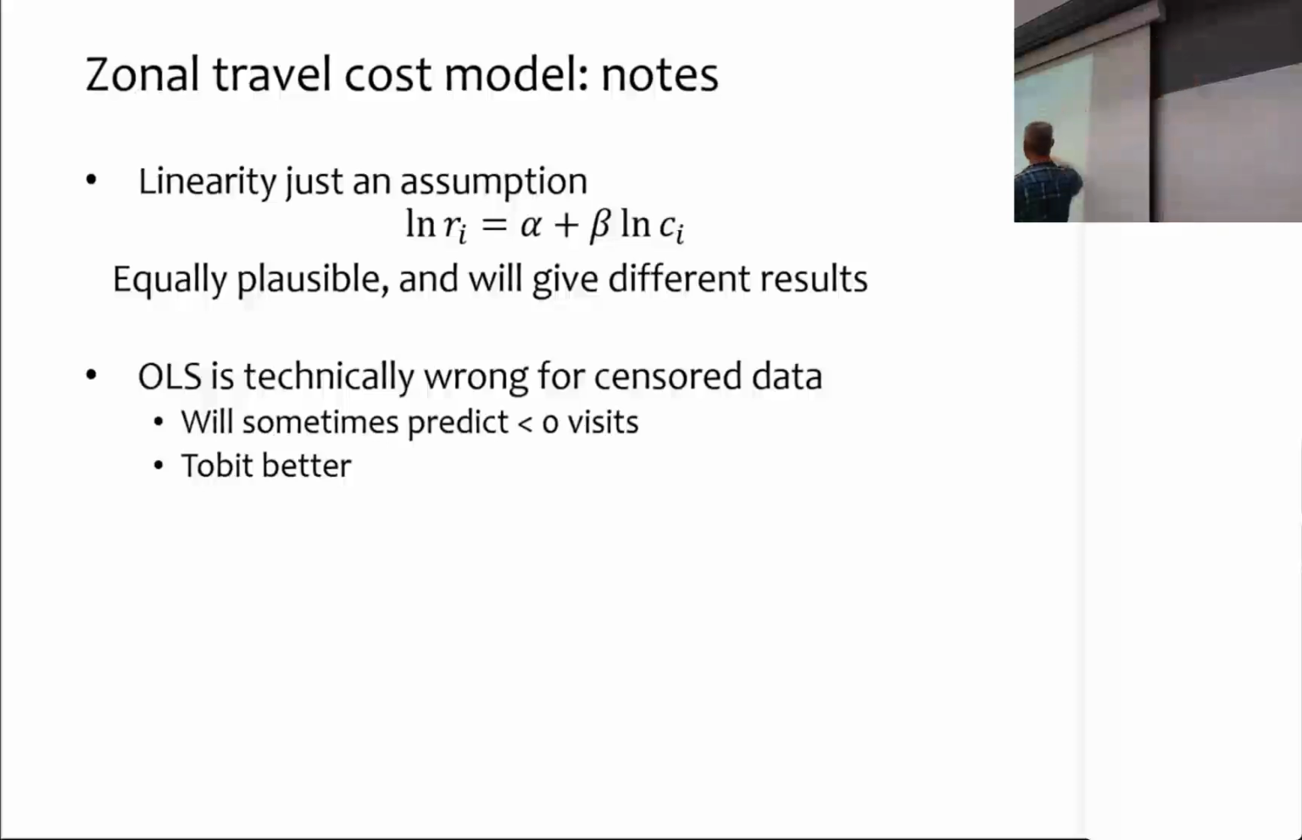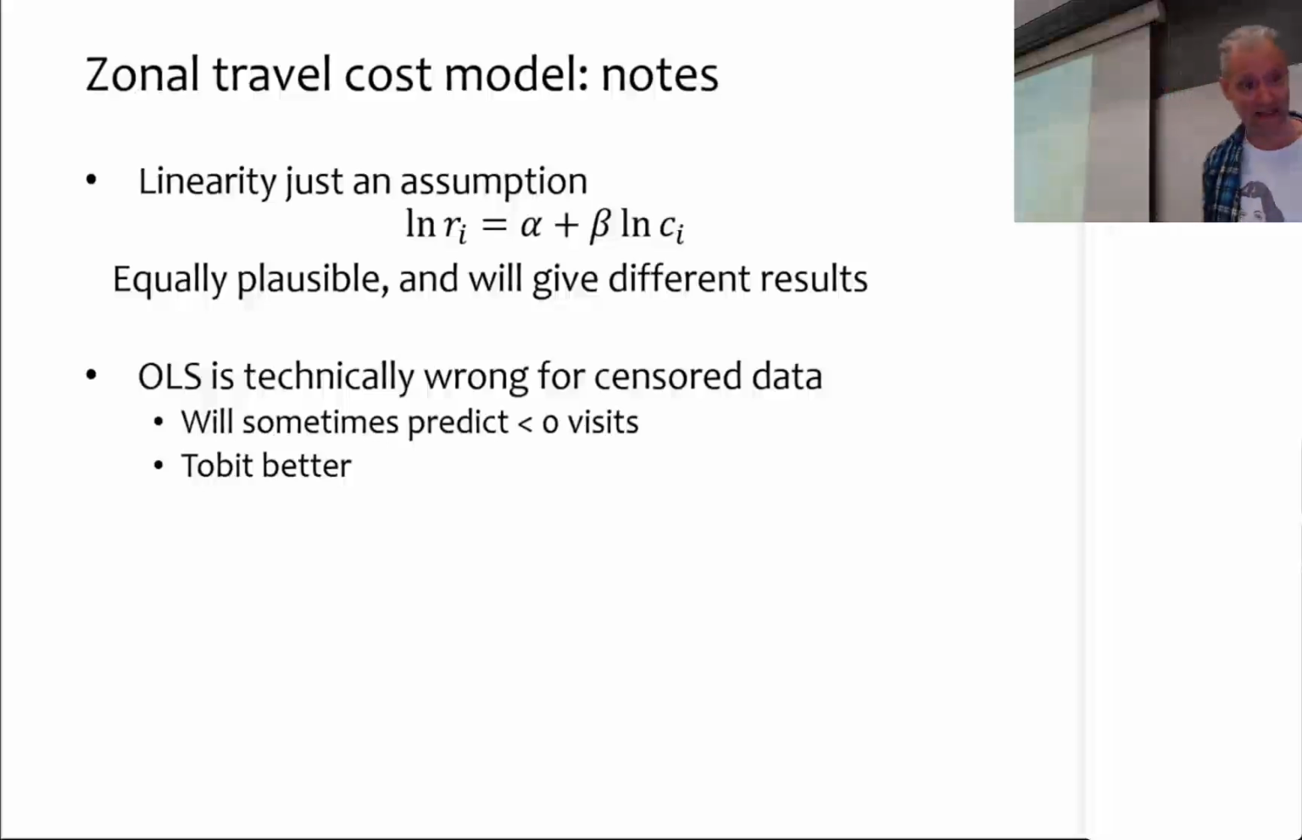I assumed that R is a linear function of C, but we could have taken logs on both sides of the equation or on one side of the equation, or you could have assumed a quadratic form, and so on and so forth, right? That is an empirical matter. What is the best fit to your data?